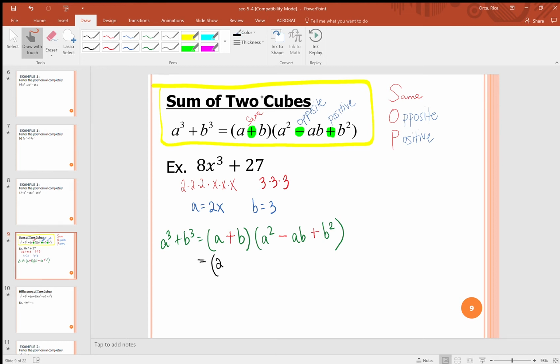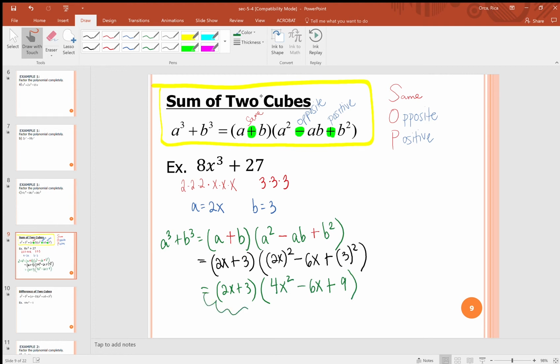Once you have the formula, just plug in your values. So a is 2x plus b is 3. a is 2x squared minus, and then multiply 2x times 3 because that's ab. 2x times 3 is 6x plus b is 3 squared. Let's continue. So that's 2x plus 3 times 2x squared, 2 to the second power is 4, x squared minus 6x plus 3 to the second power is 9. And this is our answer.